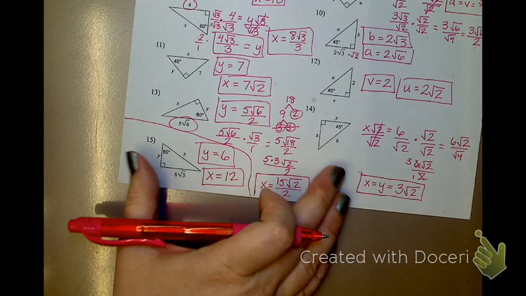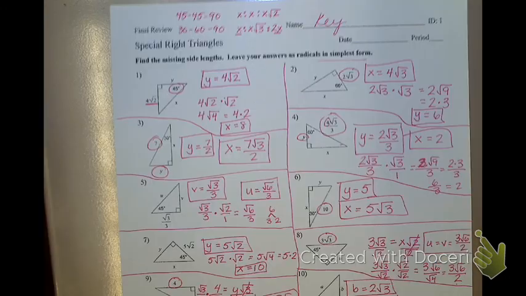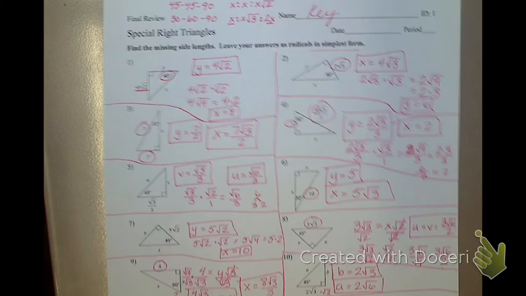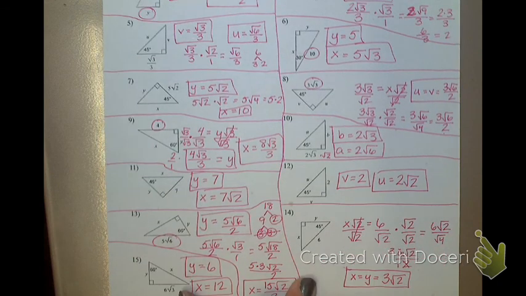So there's your final review for special right triangles. If you need to look at it, I kind of divided it there if you want to take a screenshot of that so that you can actually see what work goes with what problem. Maybe on the next one I'll try and use different colors so that you can see what work goes with what problem.